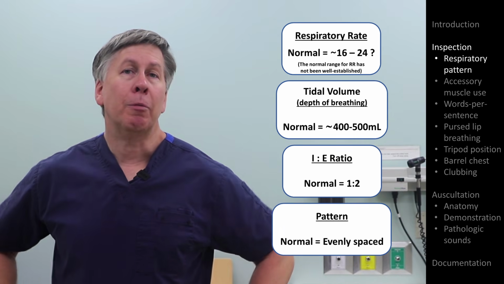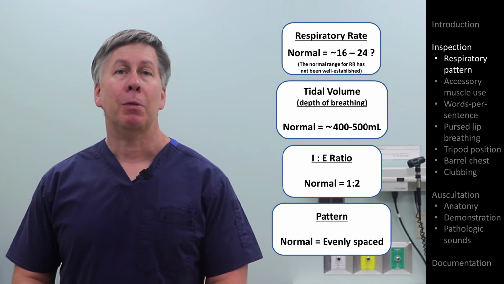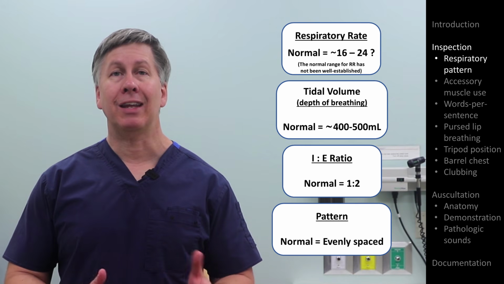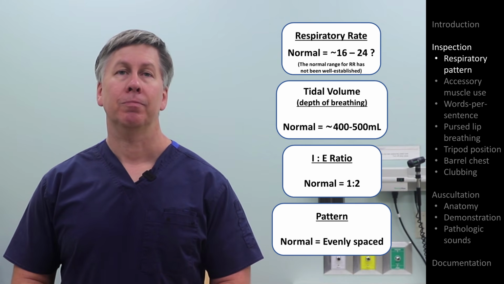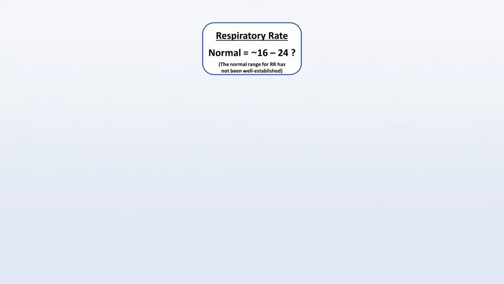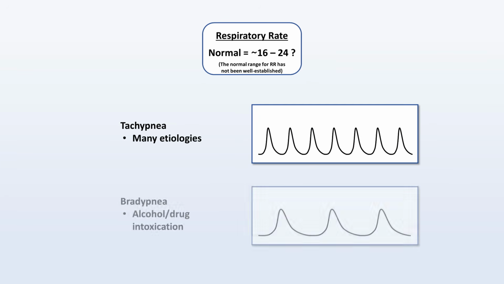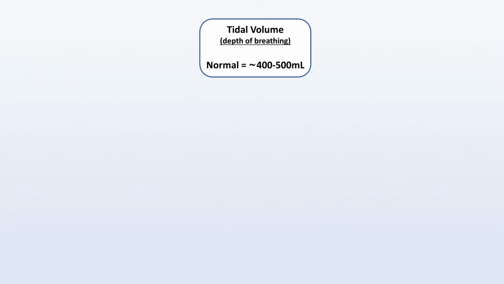Therefore, when considering abnormalities of the respiratory pattern, they can be either abnormal rate, abnormal depth, with an abnormal I to E ratio, or irregular. Obviously, many pathologies can impact the respiratory rate, including causing tachypnea, or an increased rate. However, a slow respiratory rate, known as bradypnea, should be treated as intoxication with alcohol, opiates, or other CNS depressants until proven otherwise. There are three general abnormalities of depth of breath.